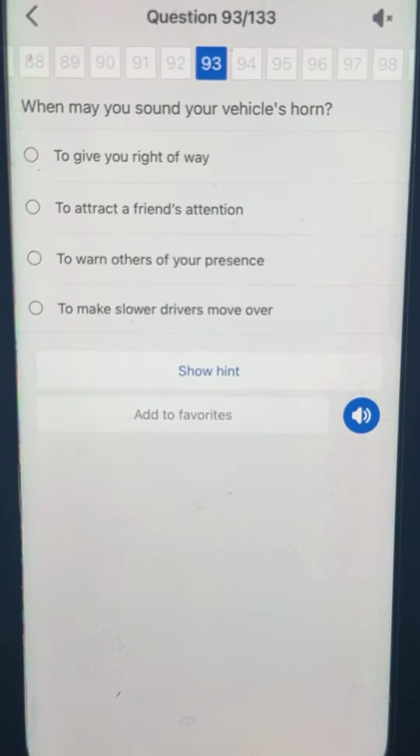Okay, we sound our horn to let others know about our presence. That's it, full stop. We don't sound our horn to say hi to a friend. We don't sound our horn if we're getting angry because of someone's driver behavior. We should stay calm, ignore the error, and remain calm. You don't sound your horn to ask people to give way or take way.